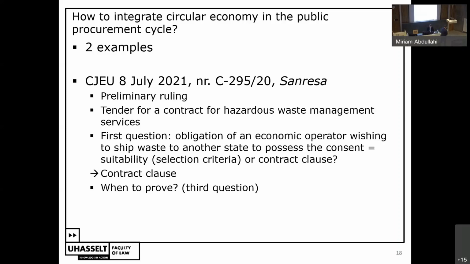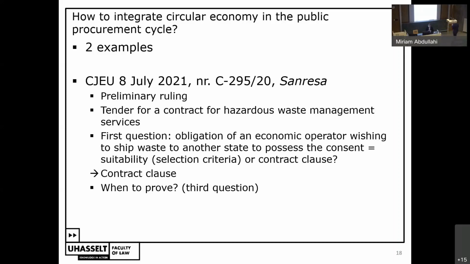Economic operators said, well, that is not possible. It is something that is related to the execution of the contract. It is a contract clause. I should prove it when the offer is awarded to me and not when I'm submitting an offer, because it's not possible. It takes a lot of work. I do not have all the information yet, etc.